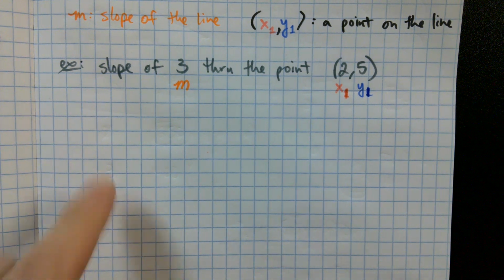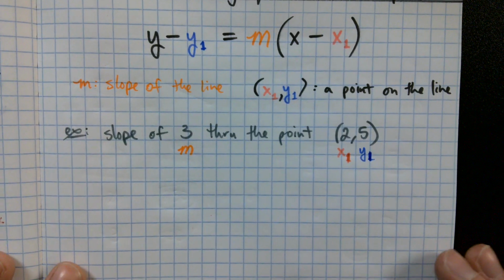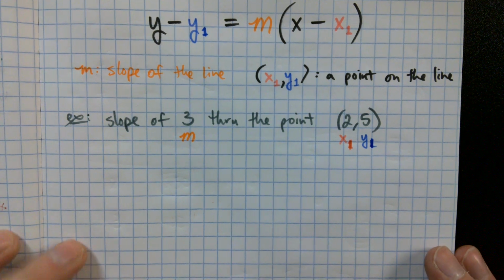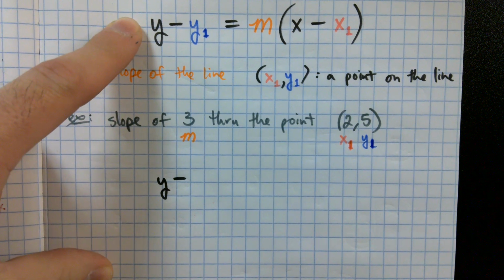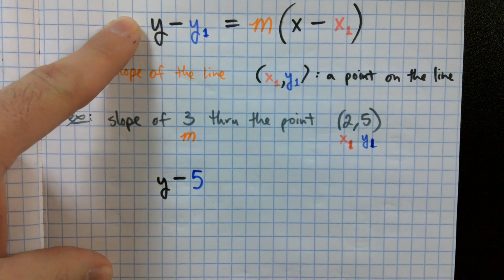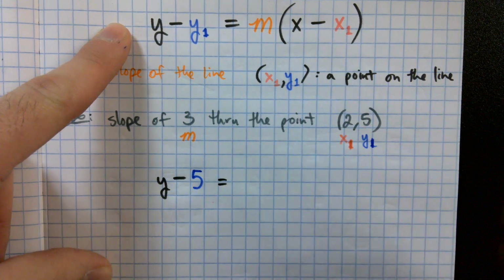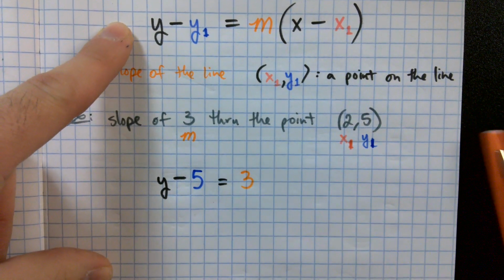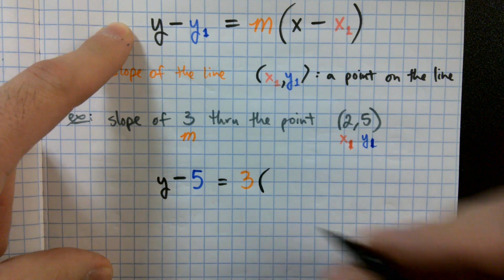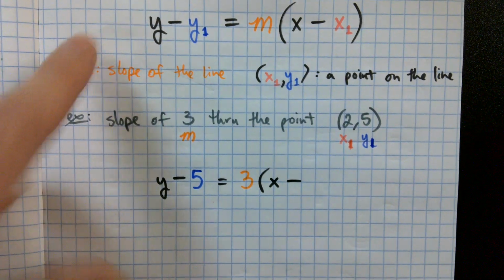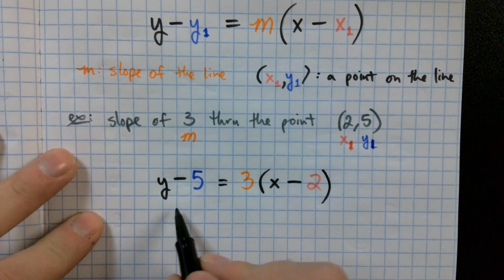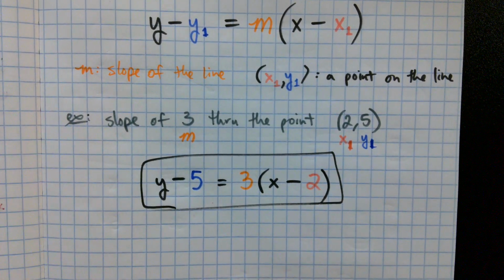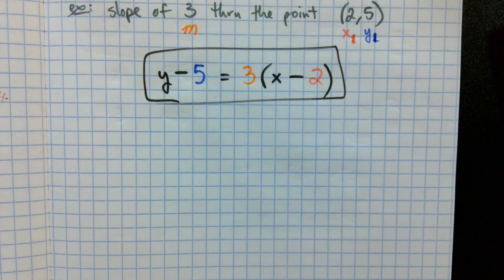So I'm going to take the formula that I just wrote above, and I'm going to substitute out all the little colorful letters. So my y minus stays the same. What am I going to plug in for y1? 5. Everybody with me so far? Yes. Equals, what's my m? 3. Times the quantity of x minus, what's my x1? 2. And there's my equation in point-slope form.